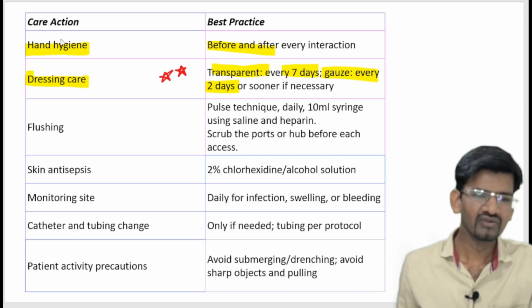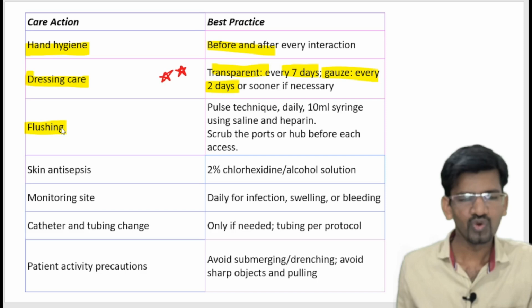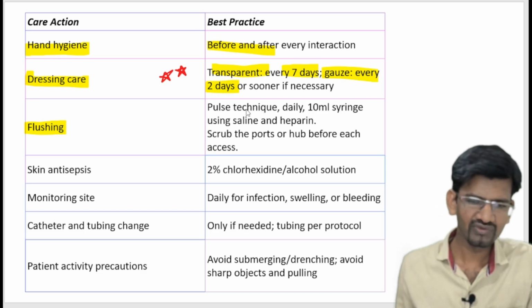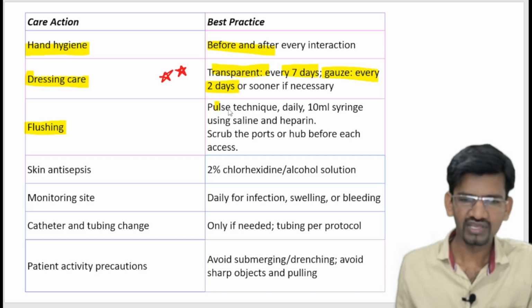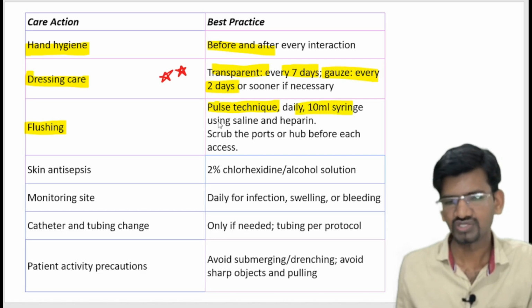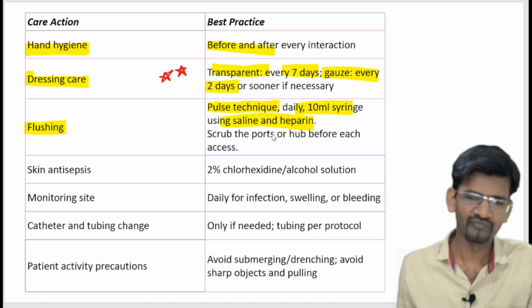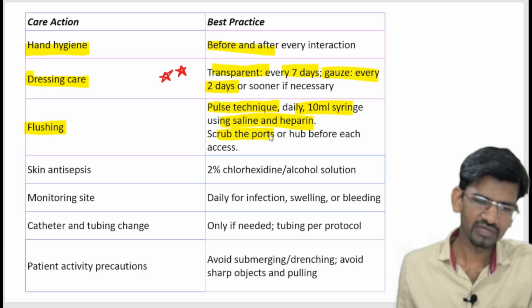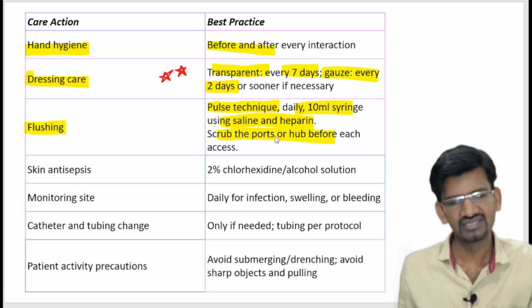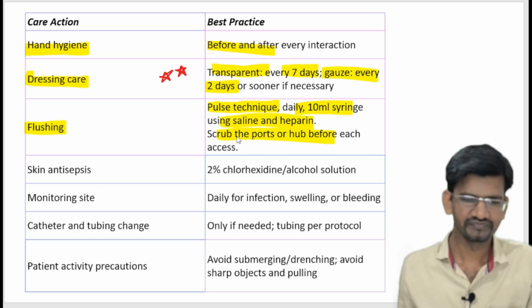Then the flushing. We have to keep the port or the lumen patent. For that, daily we have to flush. For the flush technique, a 10 ml syringe we have to use. Saline and heparin should be used for the flushing. Then we have to scrub the ports before and after each access, means we have to clean the ports.